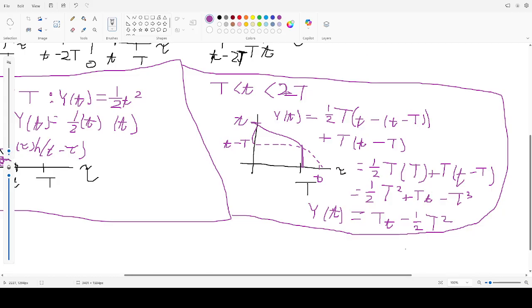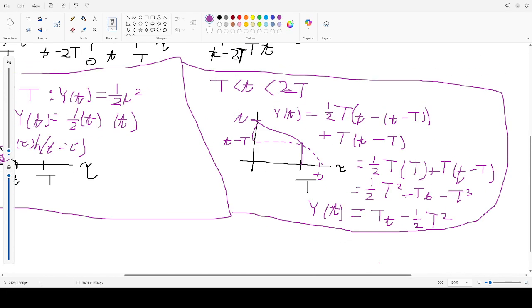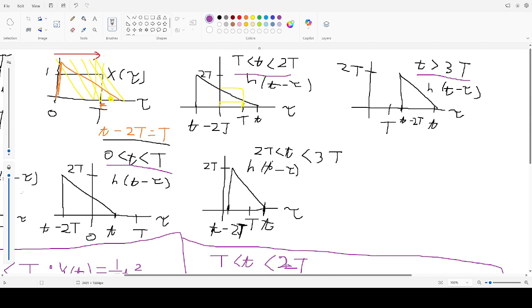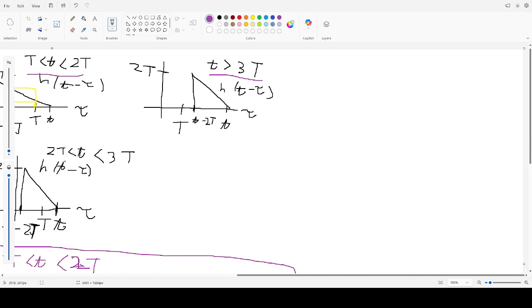Hang on a moment. I will do that over here. So now t is between 2T and 3T. So now we have the same shape, but we're shifted more to the right.